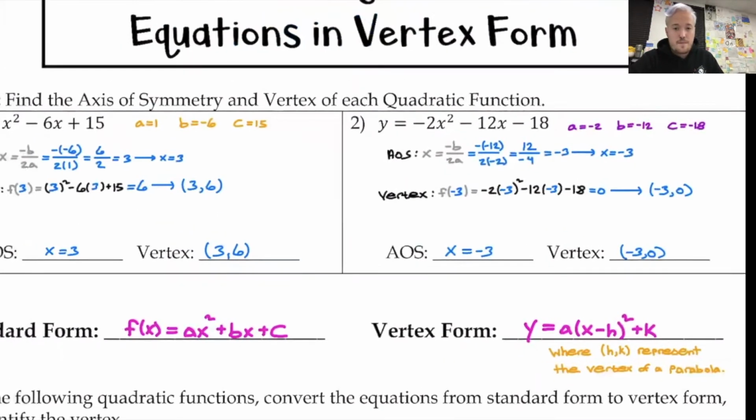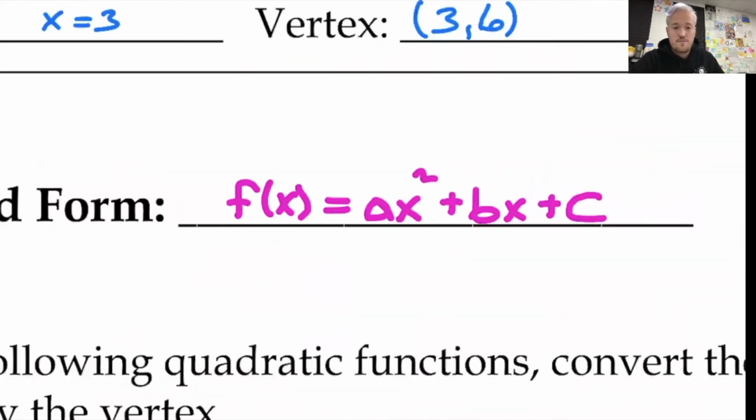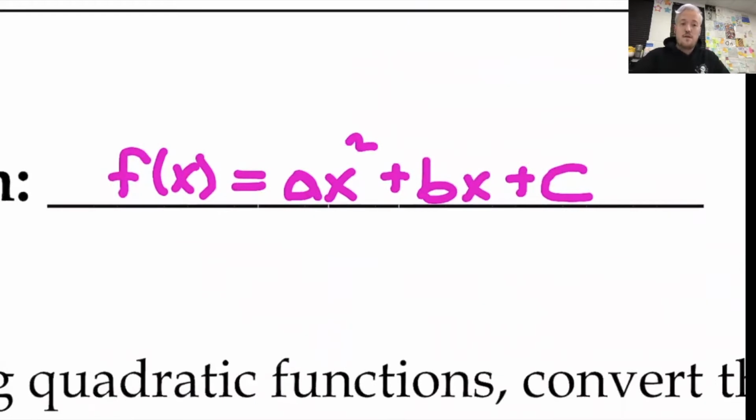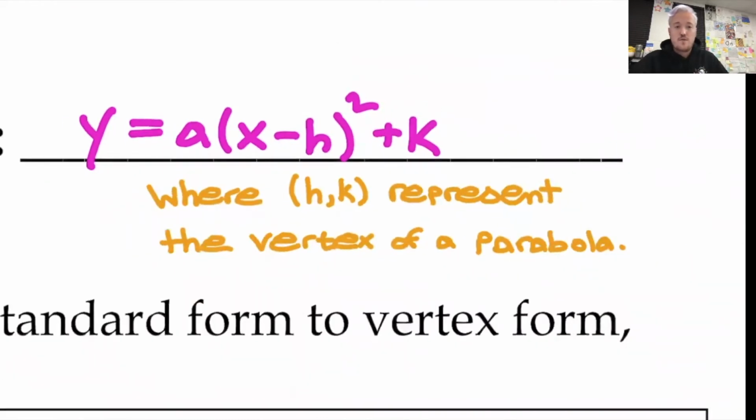All right, so just to recap from last time, standard form is f of x or y, whichever one, ax squared plus bx plus c. And now we're actually going to convert to what we call vertex form. So vertex form, as you briefly saw over here, is y equals a parentheses x minus h squared plus k.